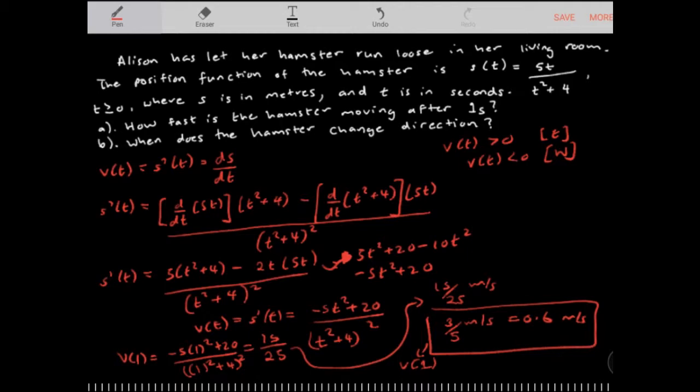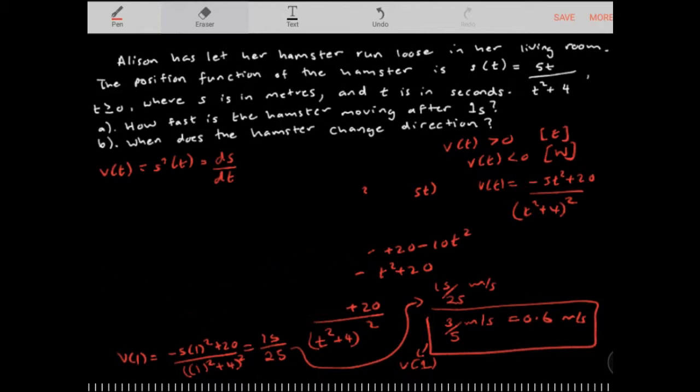So when does the hamster change direction? Well, we need our velocity function to do this. We can note here that our velocity function, v of t, is equal to negative 5t squared plus 20 over t squared plus 4, squared. All right, so I'm just going to make some space for this. I'm going to erase this to look at part B.